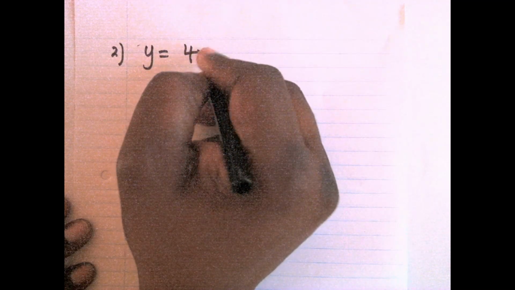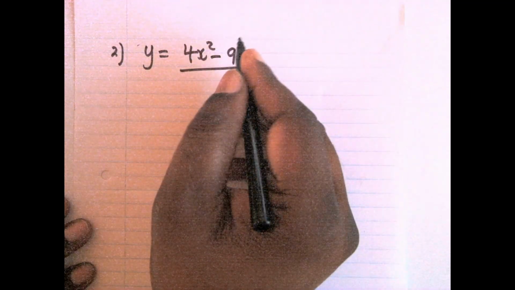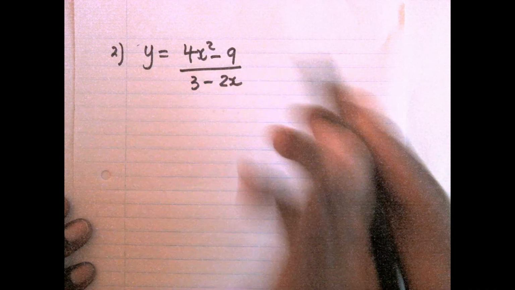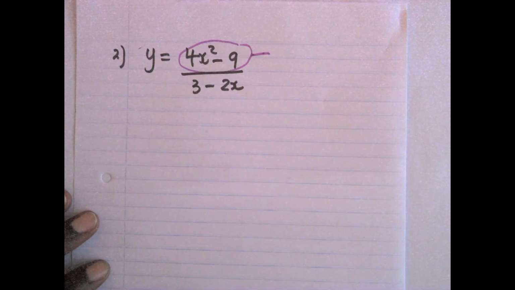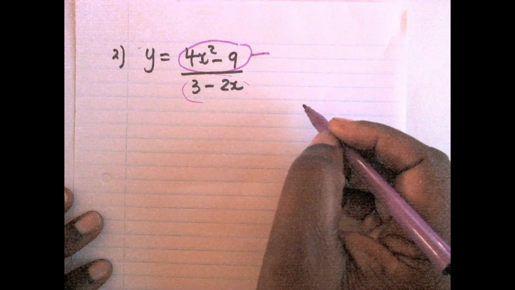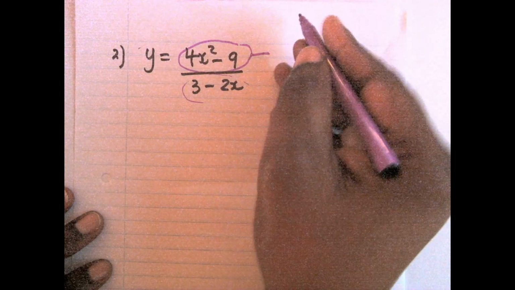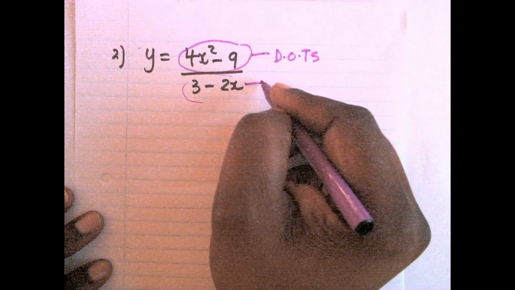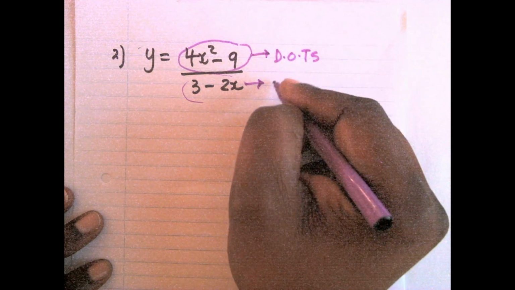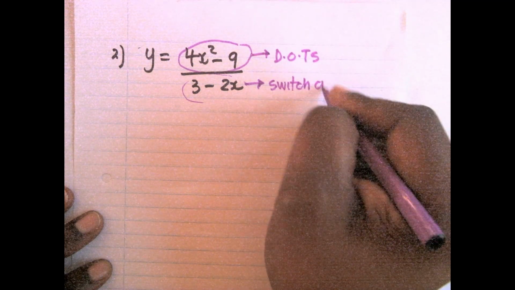Number 2, y is equal to (4x squared minus 9) over (3 minus 2x). Let's analyze what we have here. If we look at the numerator, we have a difference of two squares from grade 10. And in the denominator, we can also do what we used to do in the other grades, called switching around. So in the top part we have a difference of two squares, and in the denominator we can switch around.